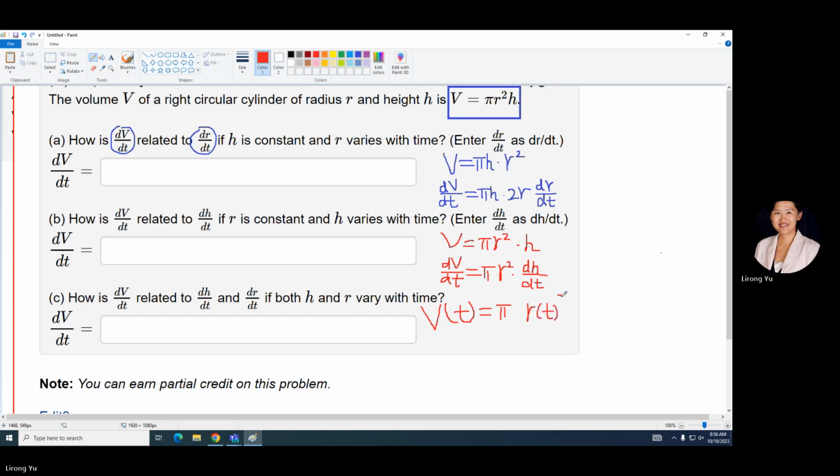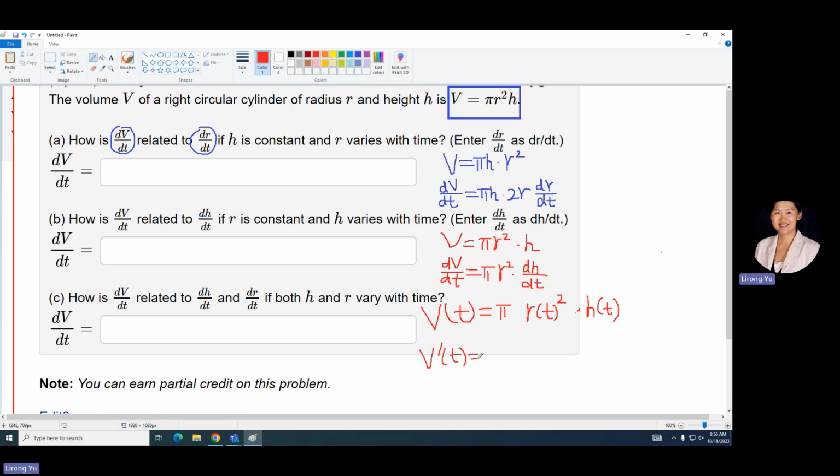we write it as r of t squared, times h, which is a function of time. So it's going to look like this. If you are trying to find the derivative of V, even though we actually prefer dV/dt, instead of dV/dt you can also write V prime of t.